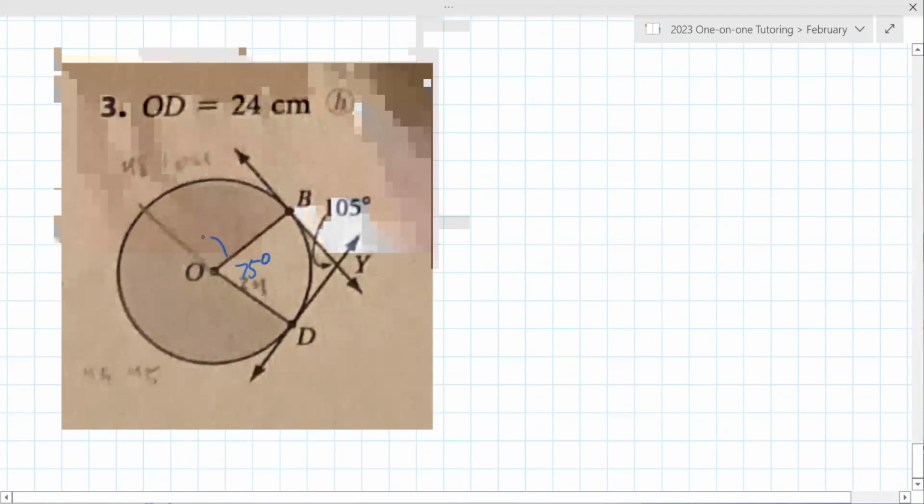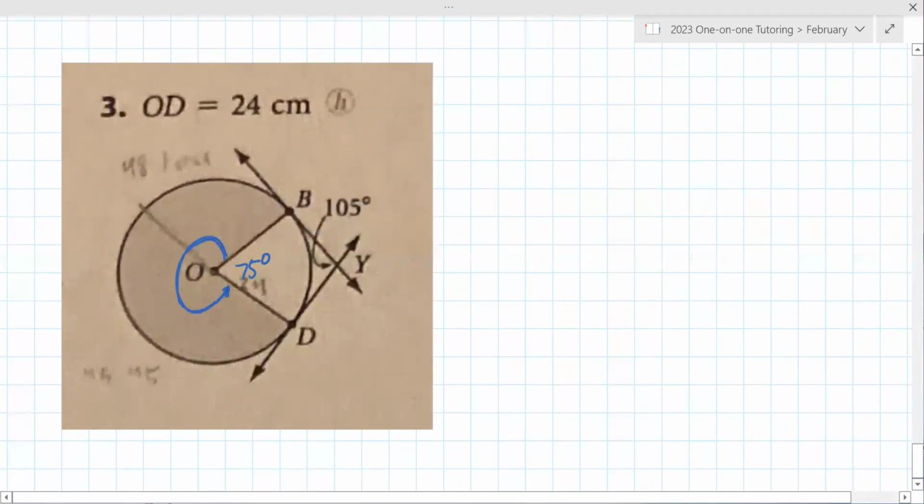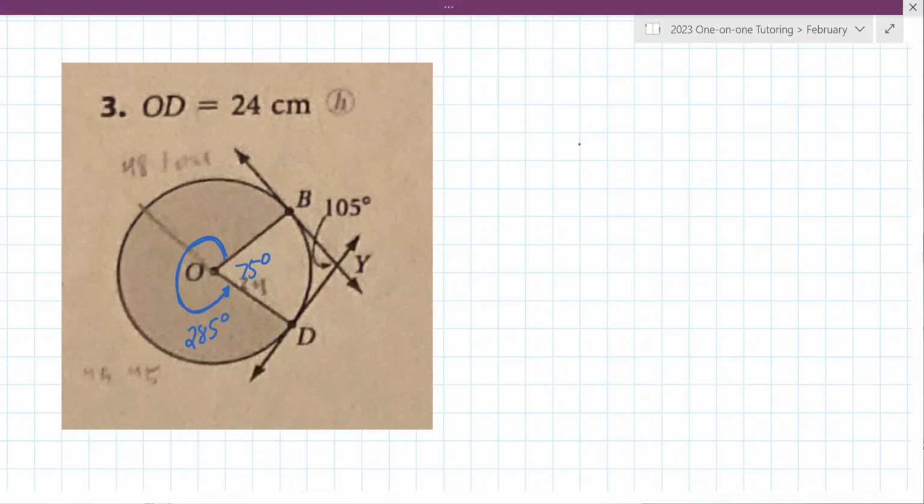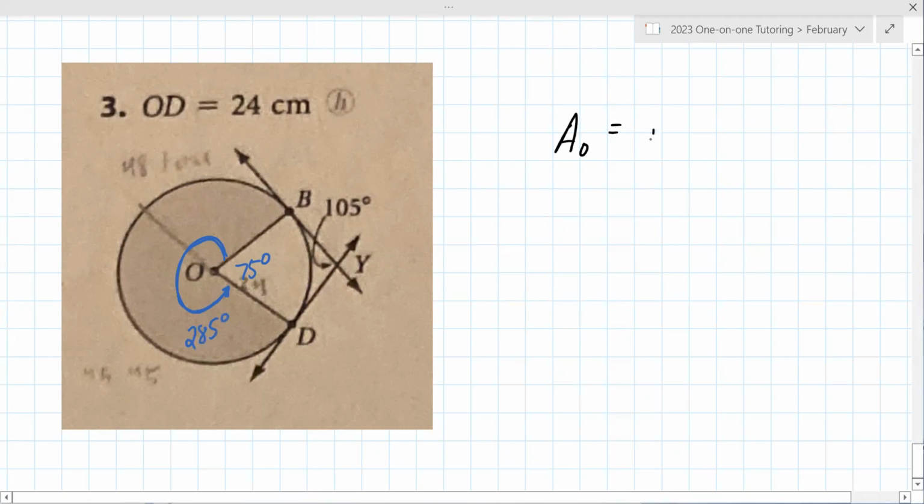Okay, what is the other angle, the one of the shaded region? It would have to equal up to 360 combined with the one we know. So that would be 360 minus 75, which is 285. Good.